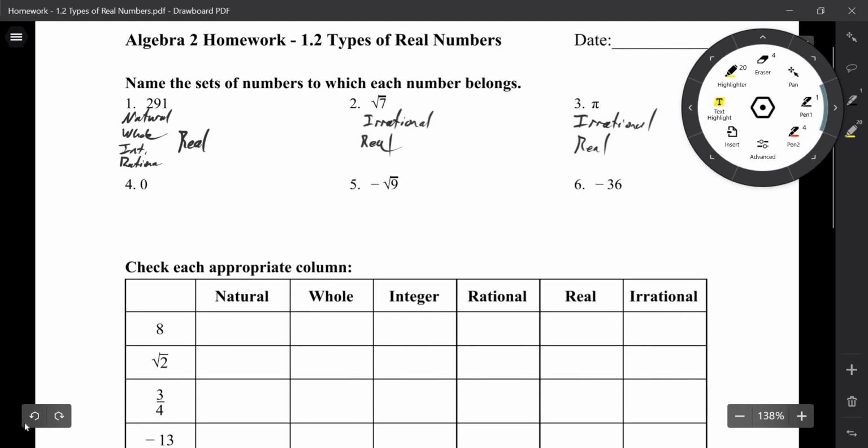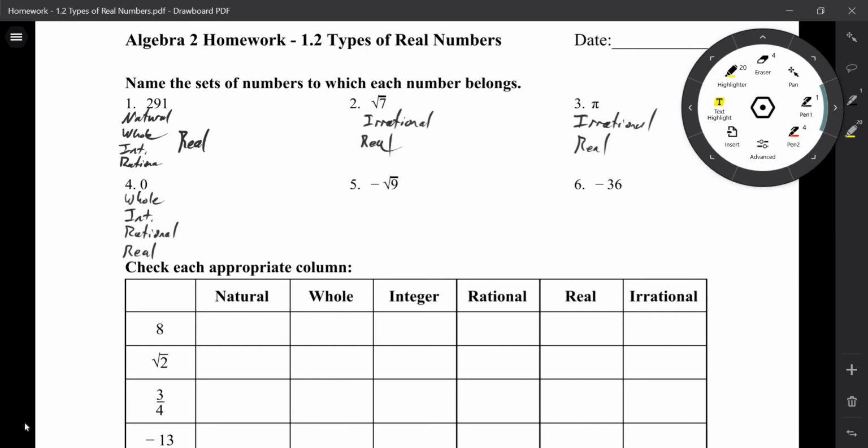And what about 0? So it's not a natural number because it's not greater than or equal to 1. It is a whole number, though. Whole numbers are any number that can be expressed without a fraction, and it is greater than or equal to 0. So we're going to write whole number. It's an integer. It is a rational number, and it is a real number.